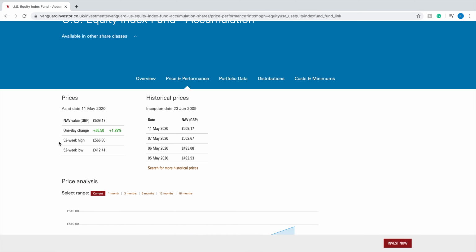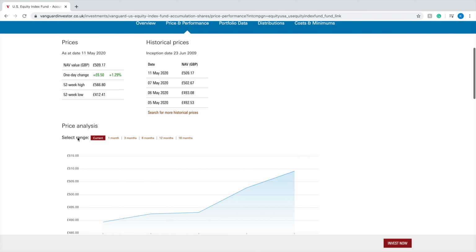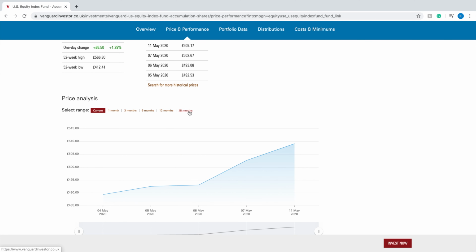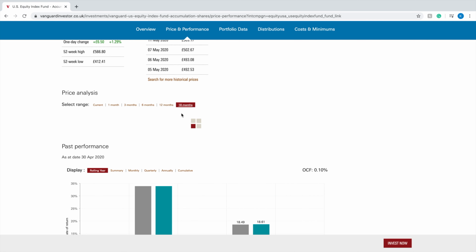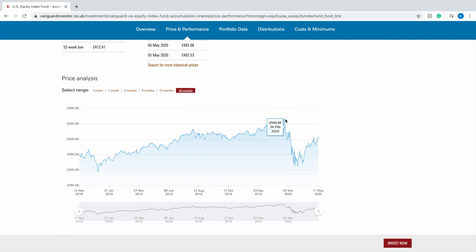Now we'll look at price and performance. So looking at price and performance, you can see how it's performed over the past 18 months or so. As you can see, because of the pandemic, there's been a sharp drop, but it's recovered.